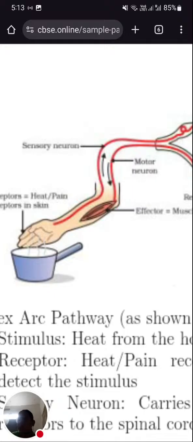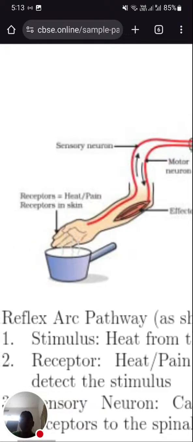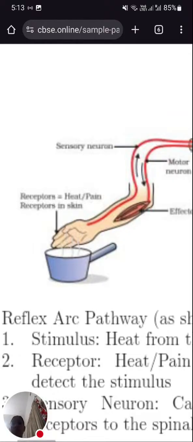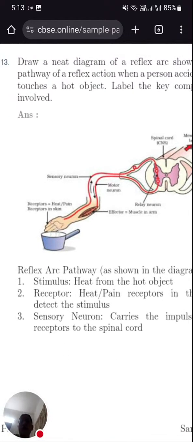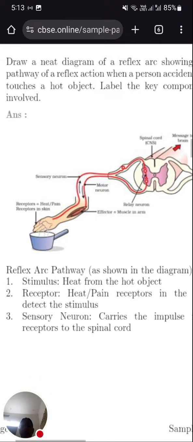Once we touch any hot thing, what is reflex action? It is an unconscious and automatic action in response to certain stimuli. Here the stimulus is the hotness of the pot. Once the person touches the hot pot, he will remove his hand. That is the response. And this complete structure is the reflex arc structure. So what is a reflex arc? It is the pathway of reflex action, as shown in the diagram.